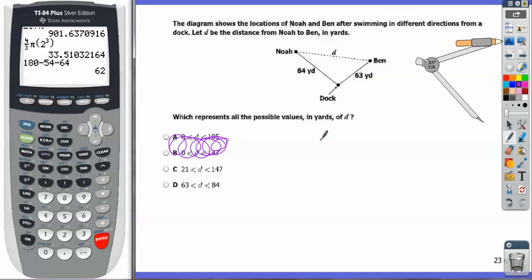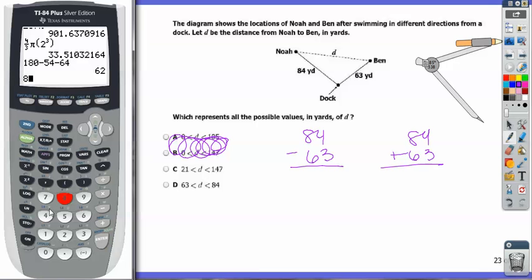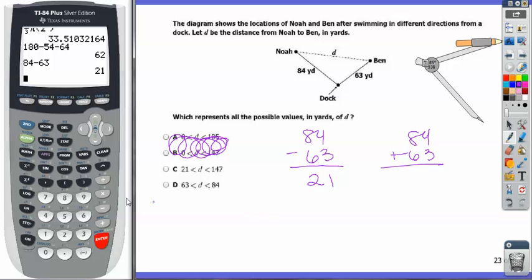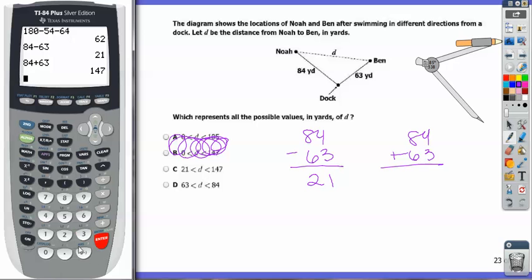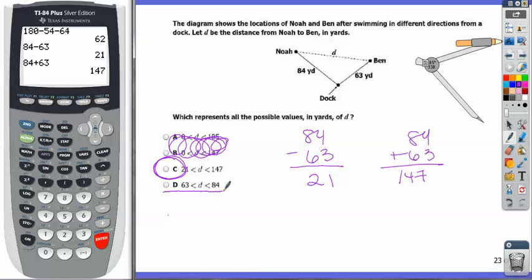So if I only have 2 measures, I almost always do that. 84 minus 63, 84 plus 63. And let's see what that gives me. 84 minus 63 is 21. 84 plus 63 is 147. So without knowing any angles, I know that C is my answer. The other fun thing is, why would I use the same numbers? So the answer is C.